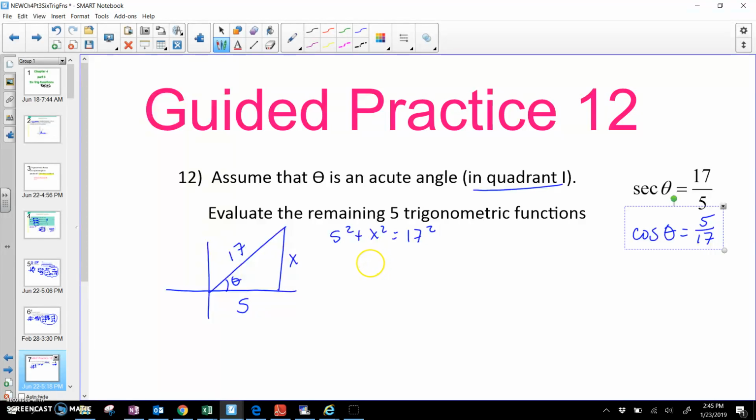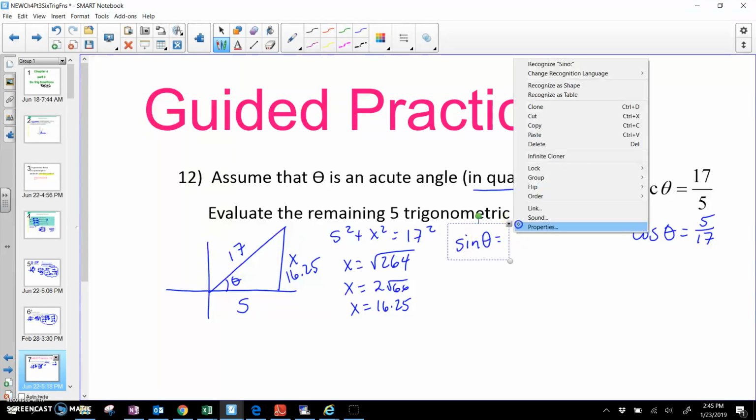When I simplified that, I got square root of 264. And I actually chose to use the calculator, and I got x equals 16.25. You do not have to do that, you could have just turned it into a decimal, which is 16.25. I'll do the rest of the problem with the 16.25, but if you did it with the radicals, that's great as well. Now that I have all these labeled, I'm going to find the sine of theta, which is opposite.